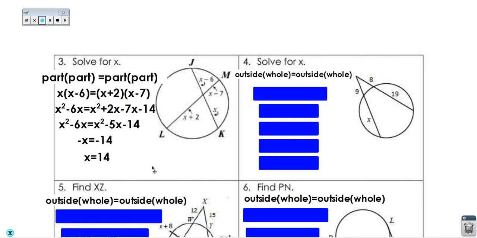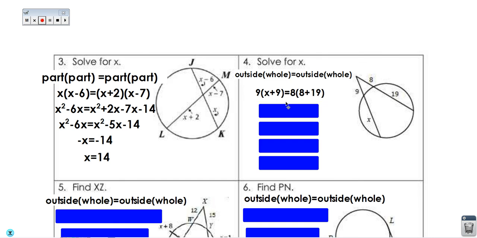Now, for number 4, it says solve for x. We're still going to use outside times whole equals outside times whole, because this one is a different type of problem than number 3. Number 3 has intersecting chords, and you have all insides, so you do part times part. For number 4, you have an outside and an inside. So you're going to do outside times whole equals outside times whole.